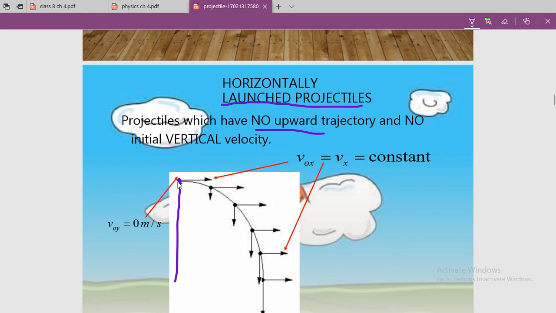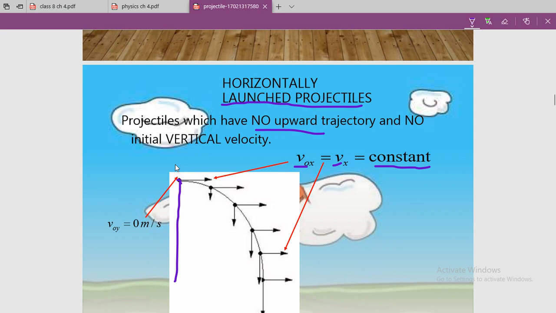It means initially at t equal to 0 there is no component of the velocity toward the earth's surface. It means you can say Vox, its velocity along the x-axis, is equal to Vx, that is the initial velocity, and it is constant throughout the motion.